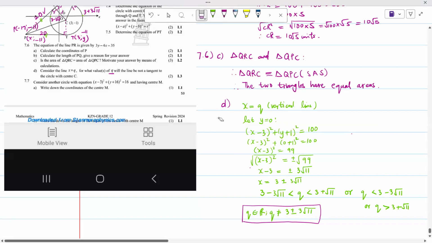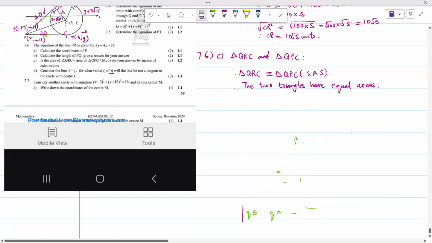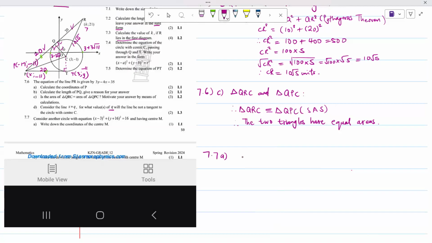7.7a. They say consider another circle with equation. We are given a circle with equation (x − 3)² + (y + 16)² = 16. So they asked me to write down the coordinates of the center M. So the center M will just become 3 and negative 16. There's the answer. So this is how you easily do these questions, mathematicians.